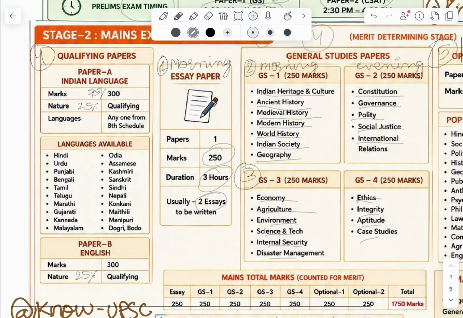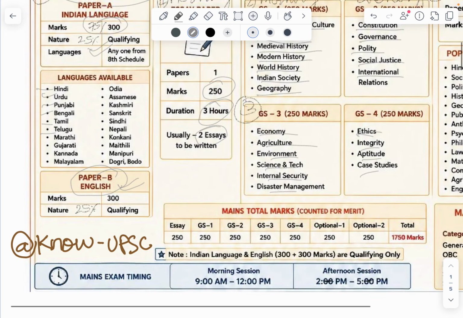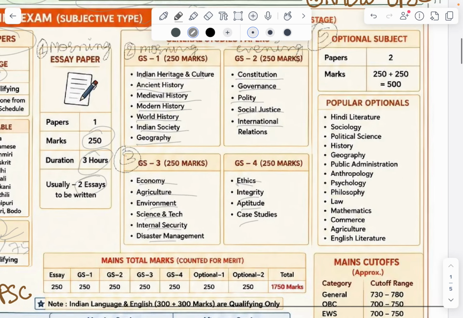Also there are 2 language papers, which are only qualifying. Paper 1 will be any one of the languages in the constitution like Hindi, Urdu, Punjabi, Bengali, Tamil, Telugu, Marathi and others. These are only qualifying papers, which means you need only 75 marks out of 300, which means 25%. The second language paper is English only. It is compulsory to qualify. Here too it is 75 marks, 25%.